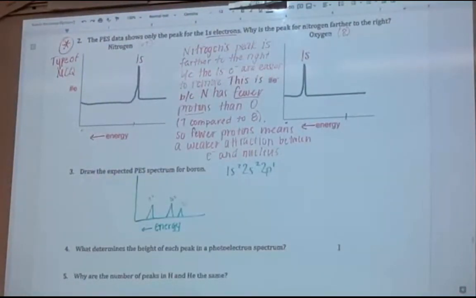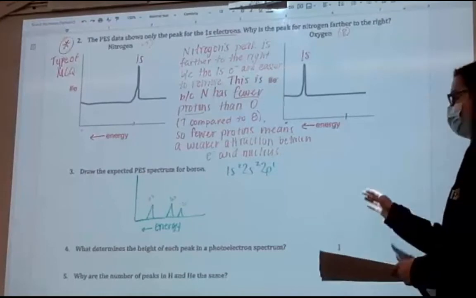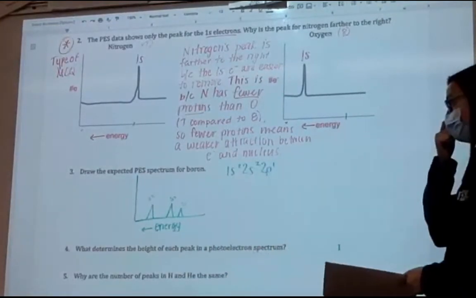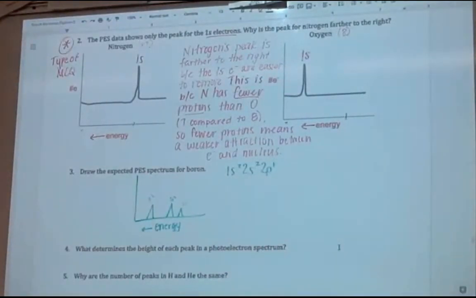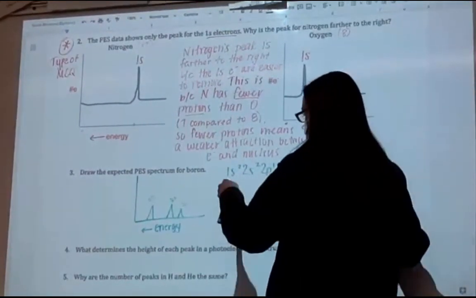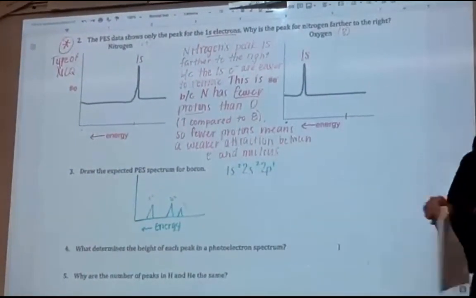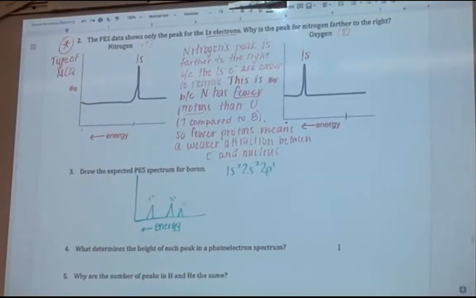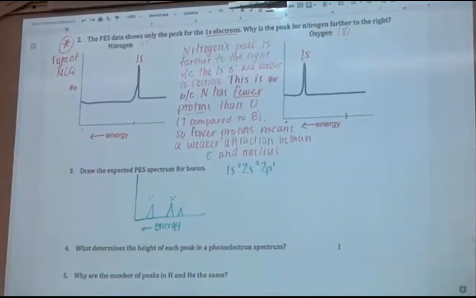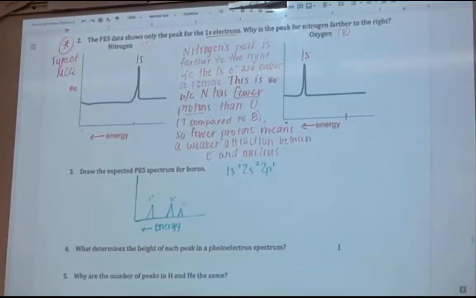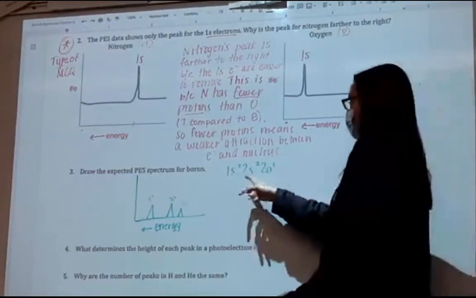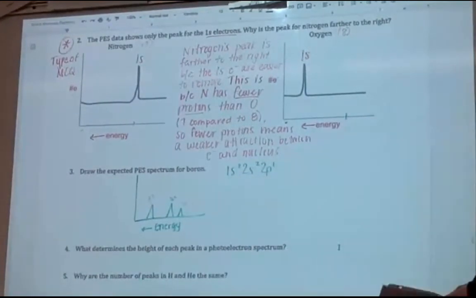Hopefully for your spectrum for boron, you can check up on the board once you've drawn it. You don't have to label the peaks, but you have 1 peak for each sublevel. So 3 different sublevels means you should see 3 different peaks. Sodium in number 1 had 4 sublevels filled. That's why we saw 4 peaks. So the number of sublevels represents the number of peaks. But then number 4, we answered that in number 1, which determines the height of each peak.